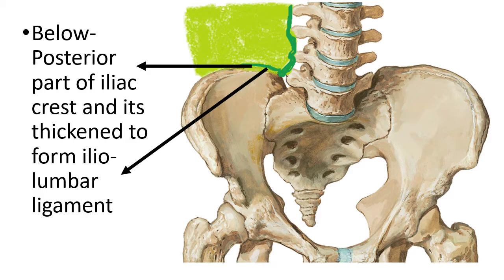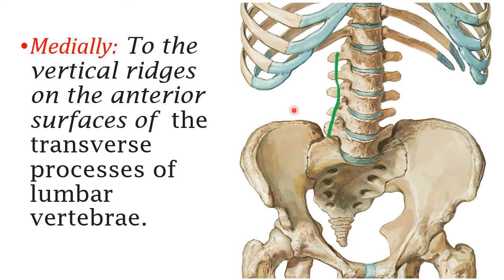Then after that, medially, what is going to happen is, it is going to attach to the vertical ridges of the anterior surfaces of the transverse processes of the lumbar vertebrae. When you look at the lumbar vertebra, the parts are two transverse processes, and posteriorly we can identify the spinous process. So this anterior layer of the thoracolumbar fascia, which is extending medially, attaches to the vertical ridges which the lumbar vertebrae transverse processes have. To those vertical ridges, this anterior layer is attaching.